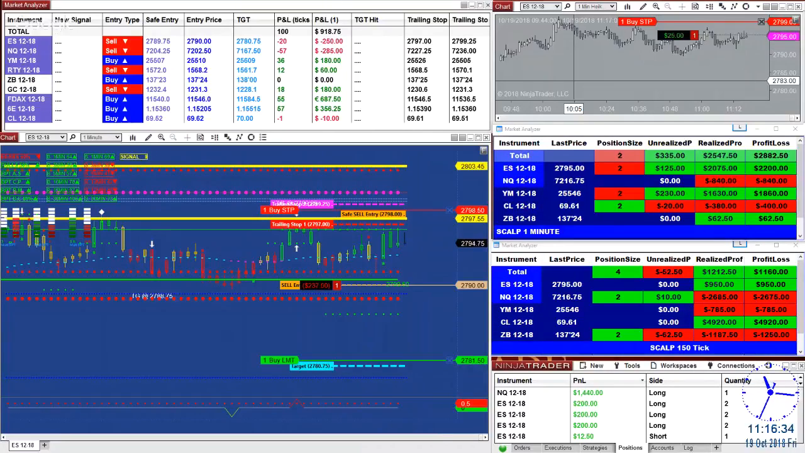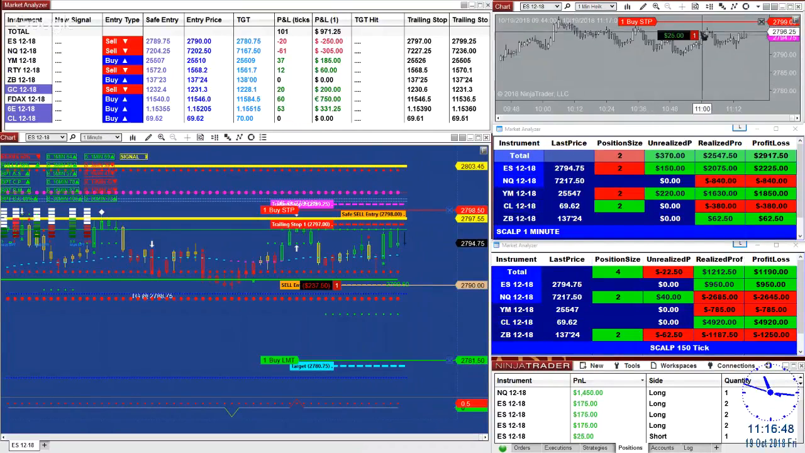Now watch this one, guys. The 30-year Treasury bond is flattened out, and let's see if we're gonna get a new signal on the 30-year Treasury bond that's gonna have an impact on the ES. So let's see how this 30-year Treasury bond goes.